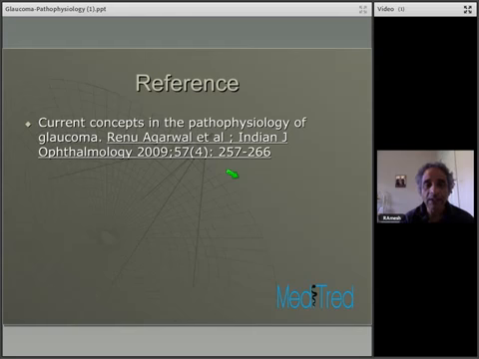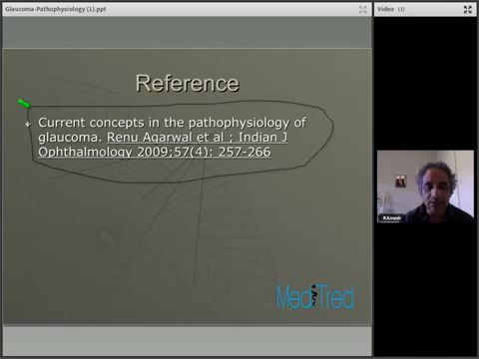So that concludes the lecture, but I want all of you to get hold of this paper, Current Concepts in the Pathophysiology of Glaucoma by Renu Agarwal and co-workers, published in the Indian Journal of Ophthalmology in 2009. Great paper that summarized all the concepts that we talked about in this lecture. I want you to read this on your own after you listen to my lecture, and I think that will consolidate the thought process behind this lecture, and that's the way to do it.